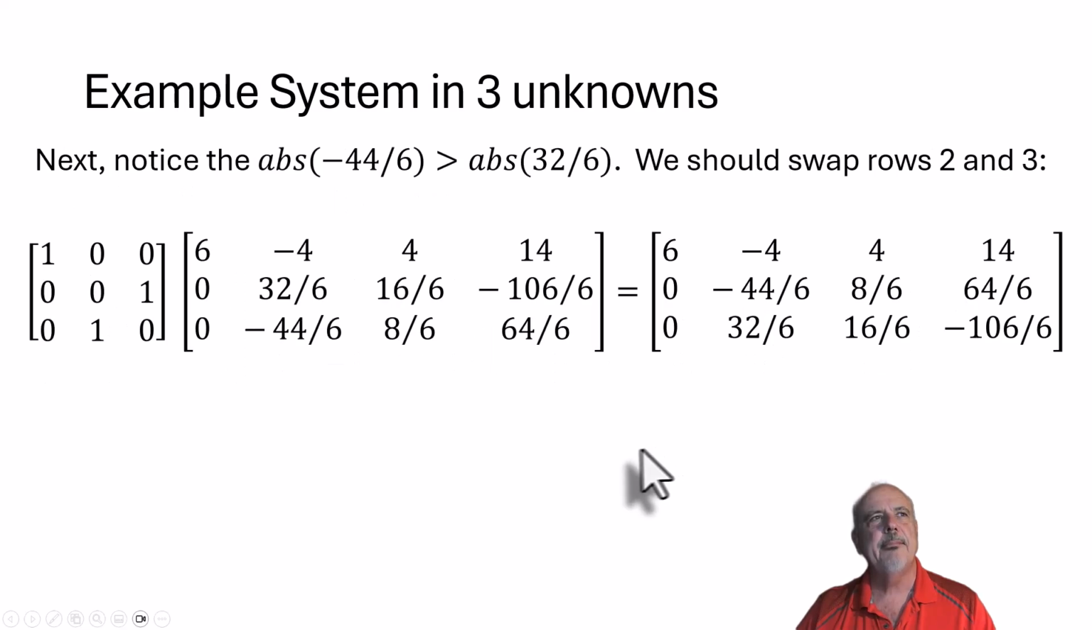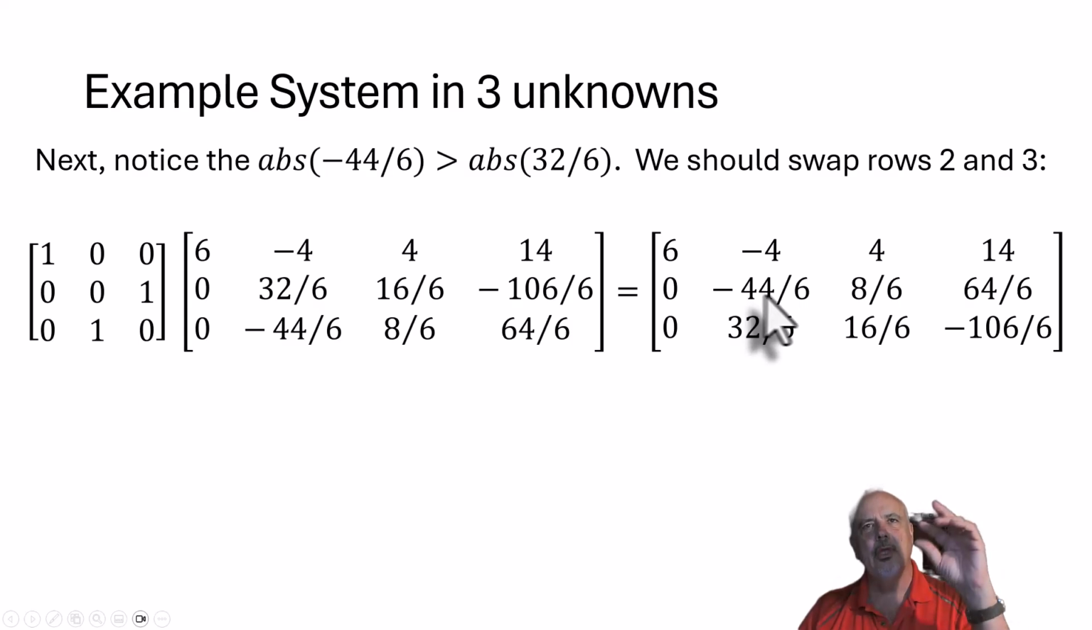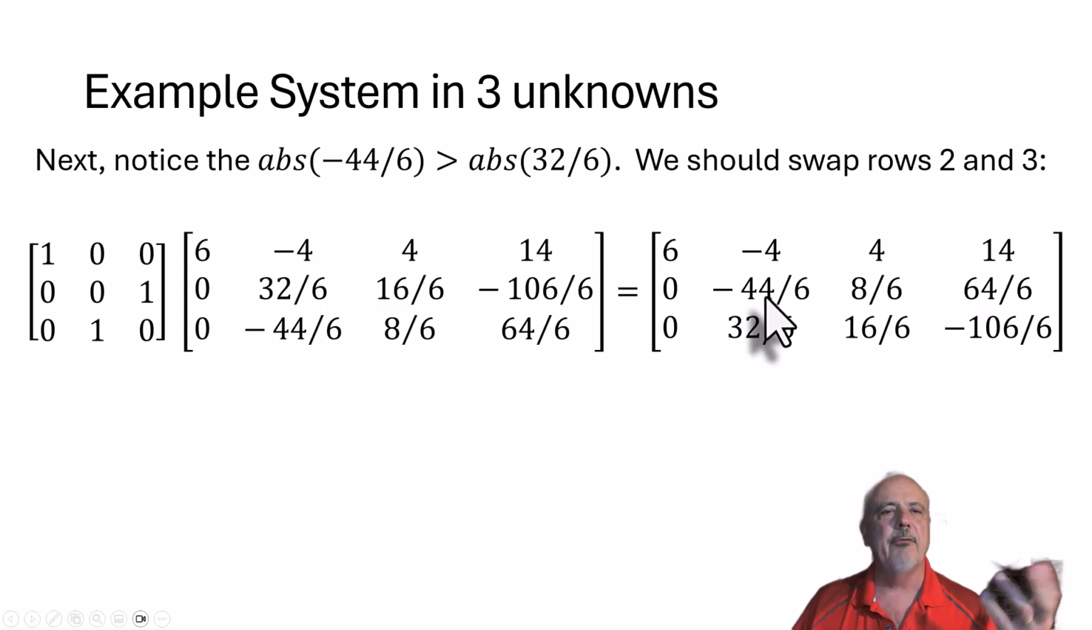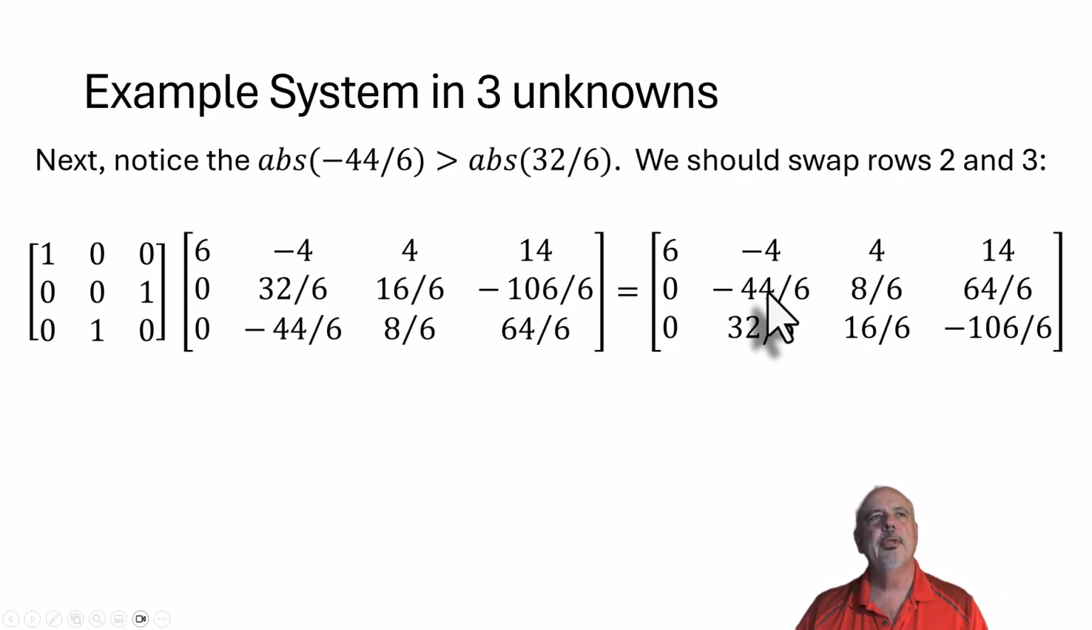So the next step is we want to put that 44. We want to swap the second and third rows, because we want that bigger number by magnitude to be in that 2,2 position. So we want to pivot effectively about 44. We want to pivot about that. To do that, we're swapping the second and third rows.